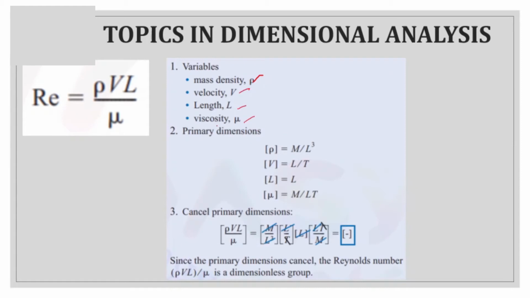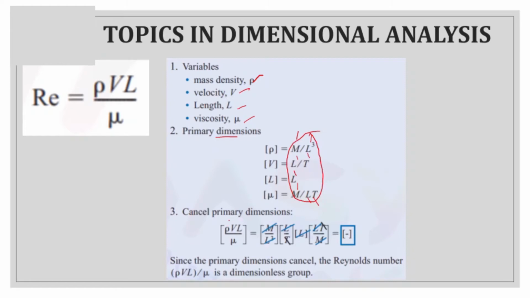Then we will analyze the primary dimensions as we discussed in part 2. Density has the dimension of mass over cubic length. For velocity, we have length over time. Then this length here represents length L. Then viscosity is equal to mass over length times time. So what we will do is simply substitute these listed dimensions into the equation.